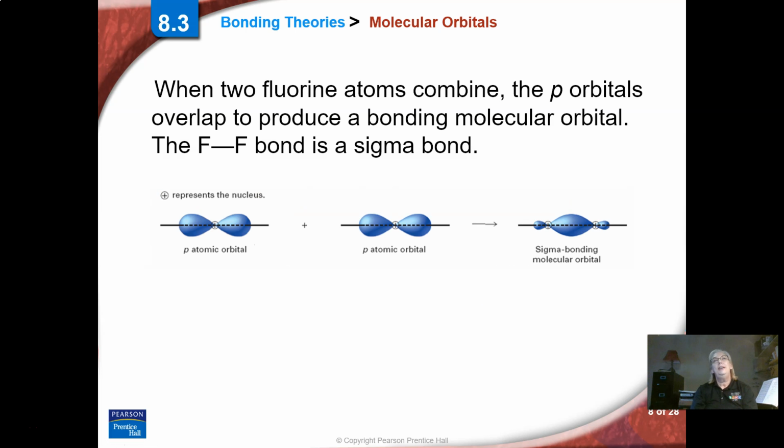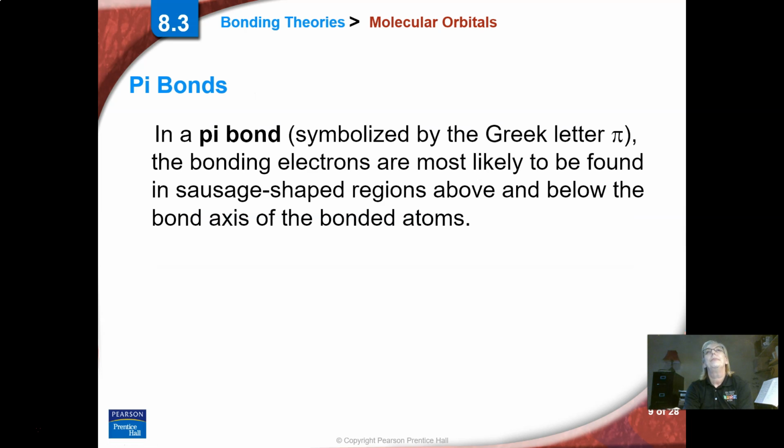When two p orbitals, remember they're the dumbbell shape, overlap, they're going to look like this. And they're going to have a bonding part in the center. So this part here is going to overlap that part here, and there's going to be a lot of electron density right there. So that's a sigma bond in p orbitals.